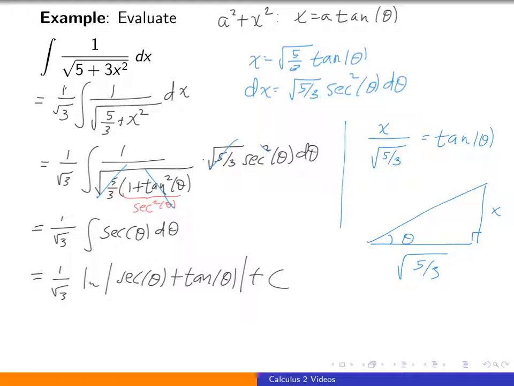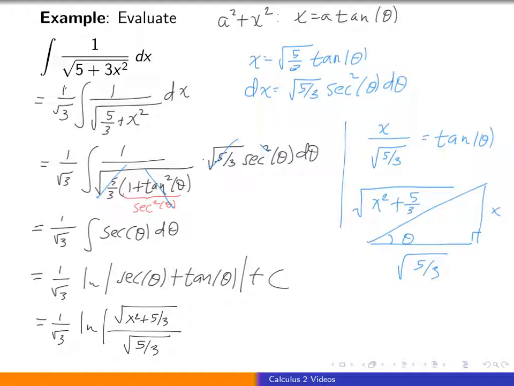By the Pythagorean theorem, the hypotenuse is going to be the square root of x squared plus 5/3. And note, as we've seen previously, this x squared plus 5/3 underneath the square root on the side we labeled is the term that prompted the trig substitution originally. Now we can put everything back in terms of x's. So 1 over the square root of 3, natural log, absolute value, so secant of theta. That would be square root of x squared plus 5/3 divided by the square root of 5/3, plus tangent of theta. So that would be x over the square root of 5/3, and this is all plus c.